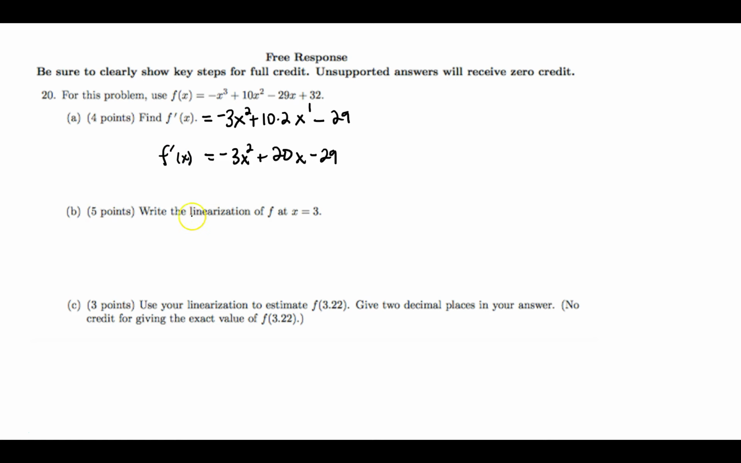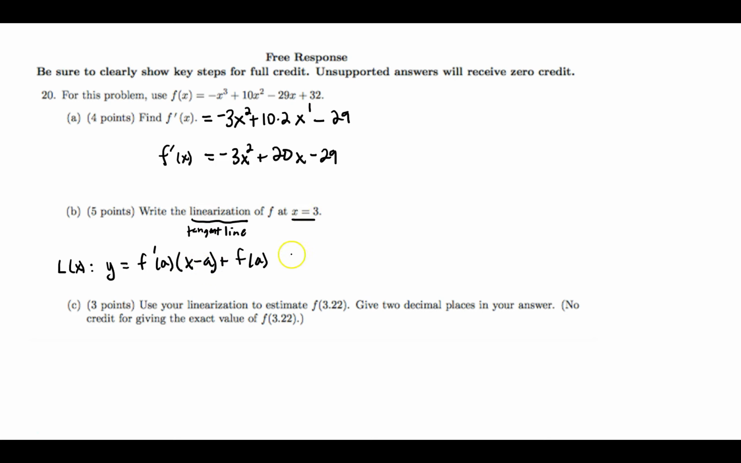In part B, they ask for the linearization. It's a fancy way of saying tangent line. And the way that works is the slope of the tangent line is this derivative, and we evaluate it at some x equals a. We multiply that by x minus a, and we add on the function at a. This is the tangent line called the linearization of your function. Locally, your function will look linear. The closer you stay to x equals a, the closer this approximation is to the actual.